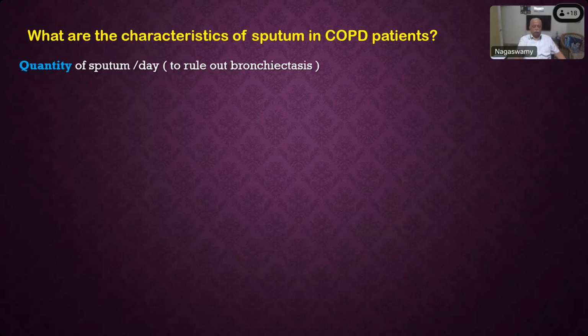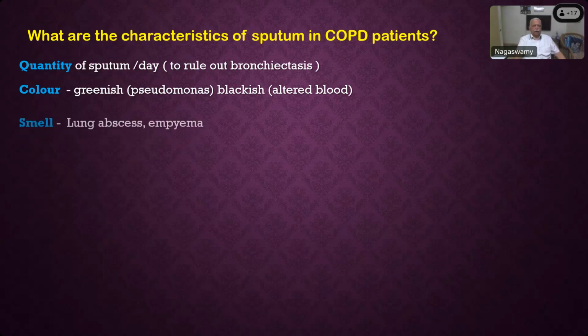Not only is the quantity more, but it is also variable in various postures, which is not there in chronic bronchitis or emphysema. Then second is the color of the sputum. When it is greenish, it may be Pseudomonas. When it is blackish, it may be because of small bleeding which has got altered and collected along with the sputum. And smell: lung abscess and empyema, which are called pyemic diseases, have a very foul-smelling sputum, and the patient's breath itself is obnoxiously smelling.